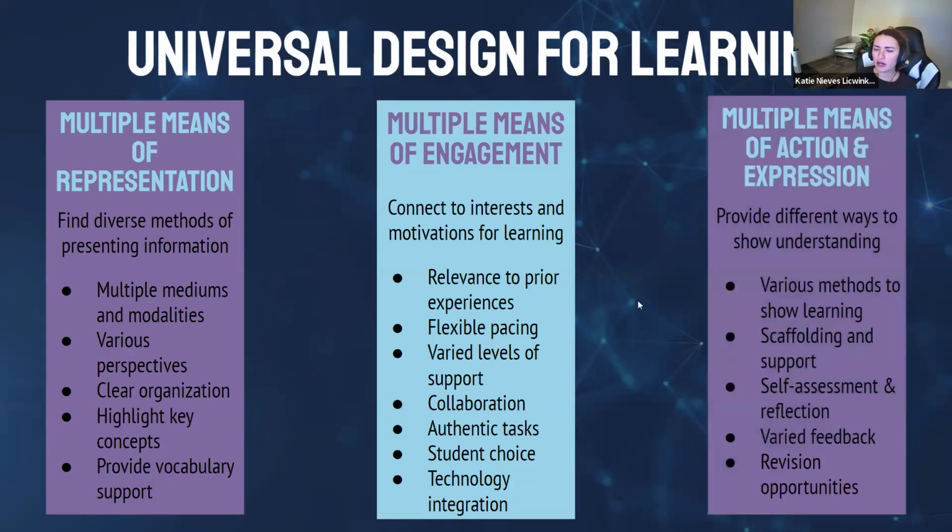And the last pillar is multiple means of action and expression, which is giving students different ways to show that they have mastered a concept or a skill. So that could look like giving them choices, so choice board activities to show their learning, not giving them one set specific assignment, or in the case of if you have to give them that one set specific assignment, having a secondary assignment where they do have that choice, having self-assessments and reflections for students to reflect on their learning and their experiences, varying your feedback, and giving opportunities for revision.